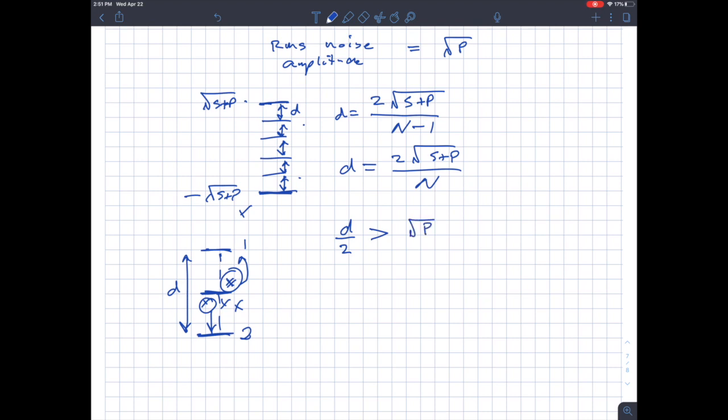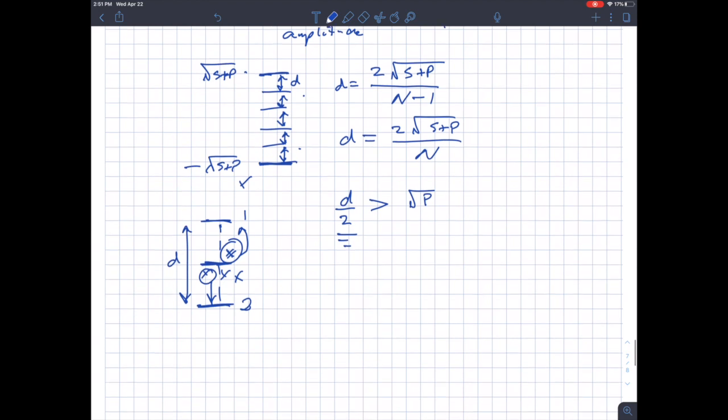If you don't separate by the RMS value of the noise, you're just going to have a really hard time communicating. In fact, Shannon's result, eventually when you prove it right, shows that you cannot do error-free communications under those conditions. Okay, so we need d over 2 to be greater than square root of p. Well, we know what d is, so we're going to take that and plug it in here.